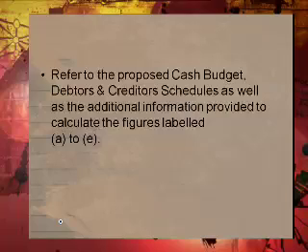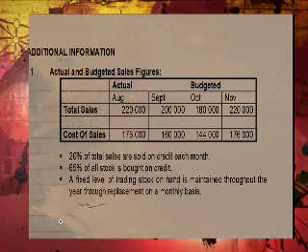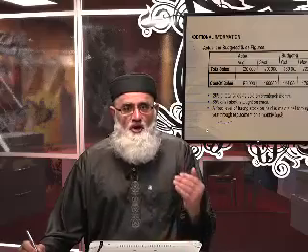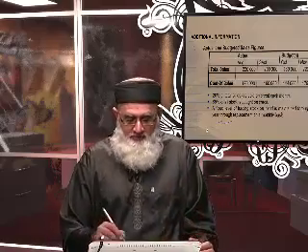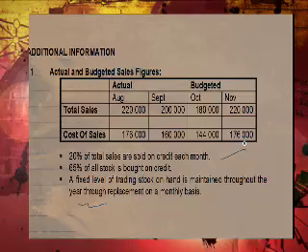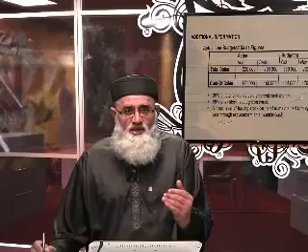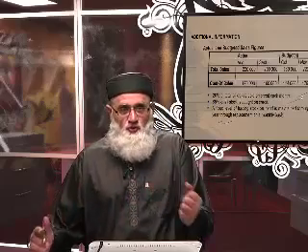You have been provided with a cash budget, debtors and a creditors schedule, as well as additional information, and you are expected to do some calculations. You are also given additional information regarding the sales, the actual and the budget, and the cost of sales, and you are given provisos as to 20% of sales are on credit each month, 65% of stock is bought on credit, a fixed level of stock is maintained. In other words, whatever we sell is what we will buy.